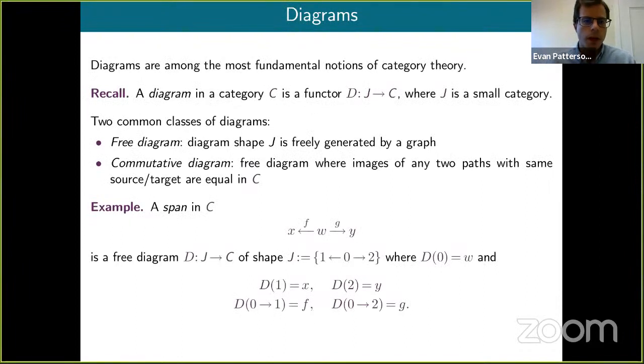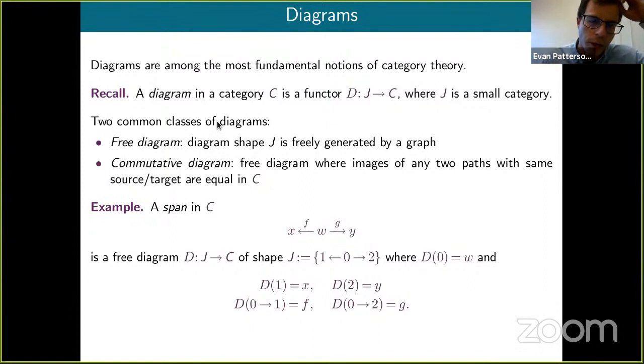If you like category theory at all, you know what a diagram is. This slide is mainly just to fix notation and remind us all of what we're talking about. So let's remember that a diagram in a category is a functor into that category, where the domain of the functor is usually assumed to be a small category. It's called the shape or the indexing category of the diagram. And there are a couple of common classes of diagrams that one encounters.